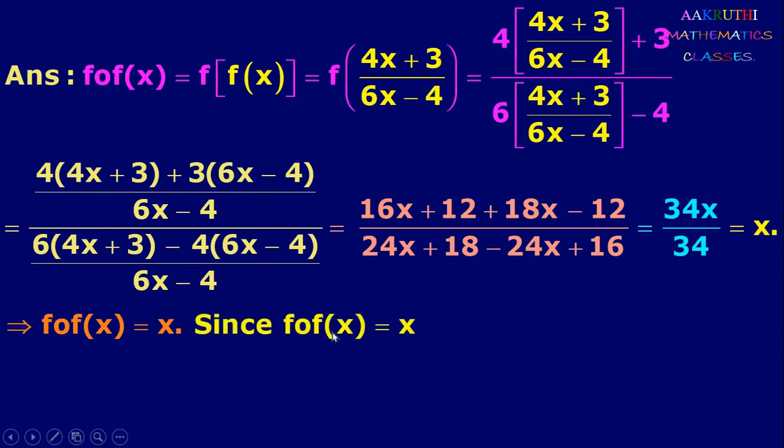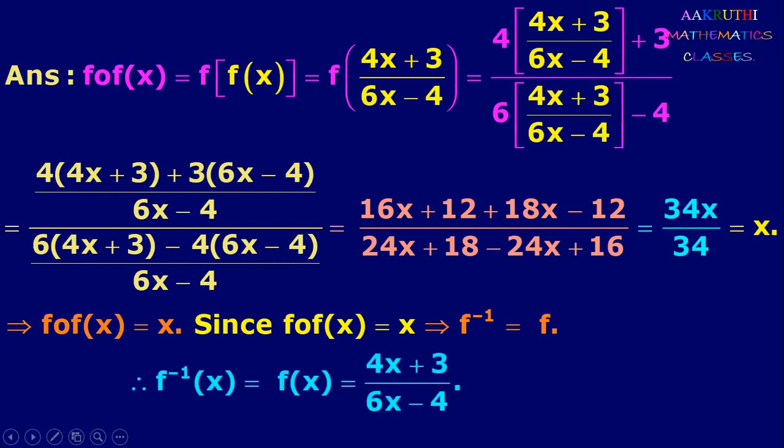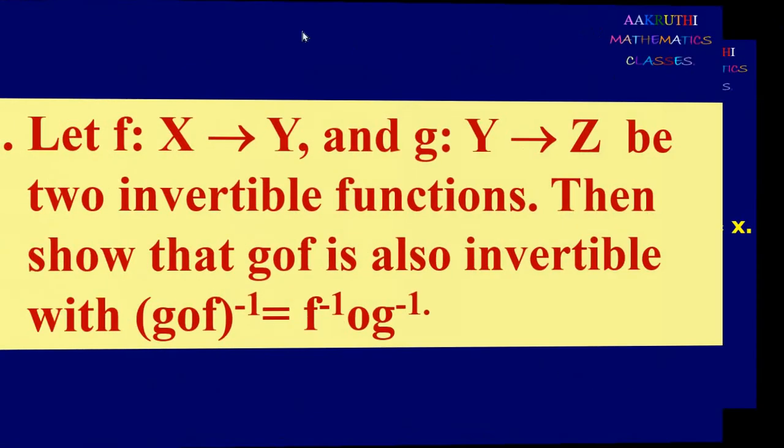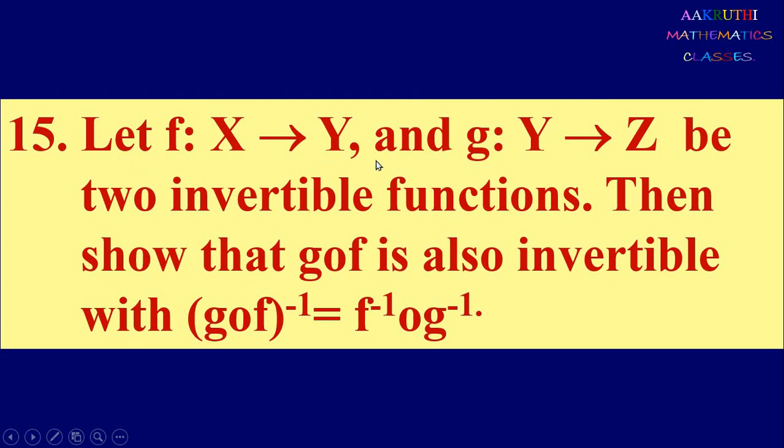Now since f composite f of x is x, inverse of f is f only. So since f composite f is identity function, inverse of f is f only. So therefore f inverse is f only, and f inverse is given by 4x plus 3 divided by 6x minus 4. Therefore the inverse of the given function, f inverse of x, is 4x plus 3 divided by 6x minus 4. So next problem, let f from X to Y and g from Y to Z be two invertible functions.